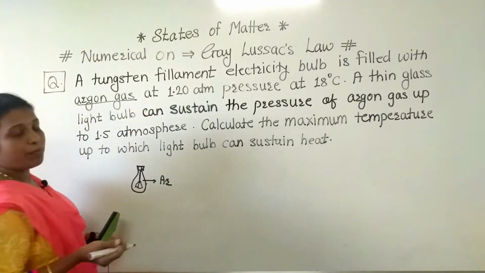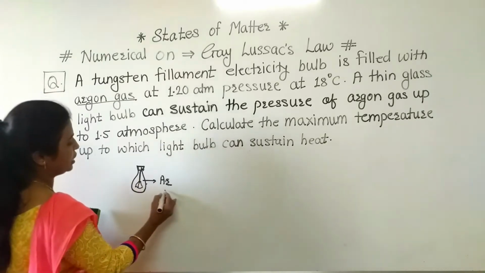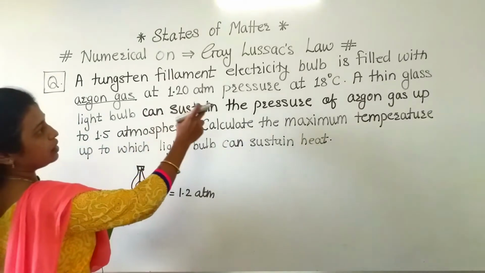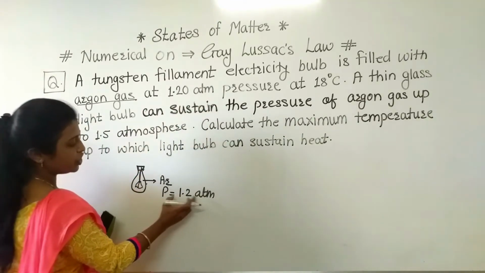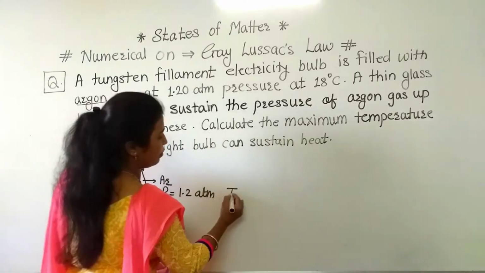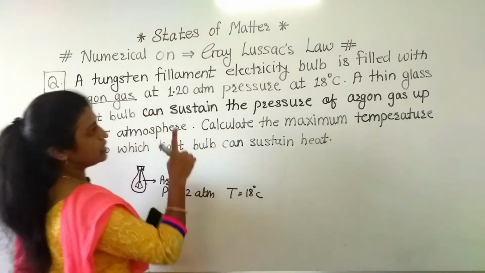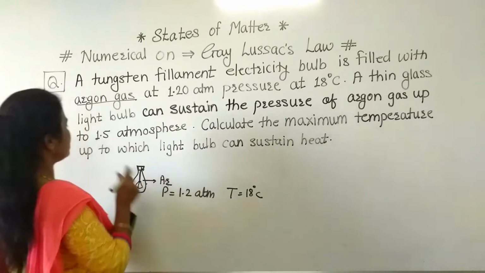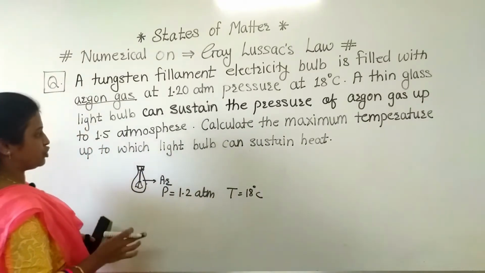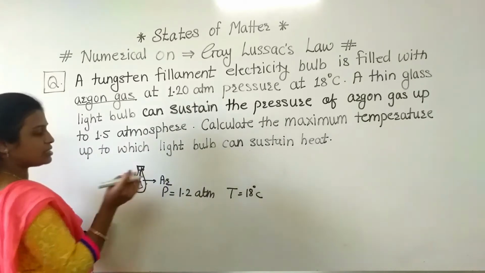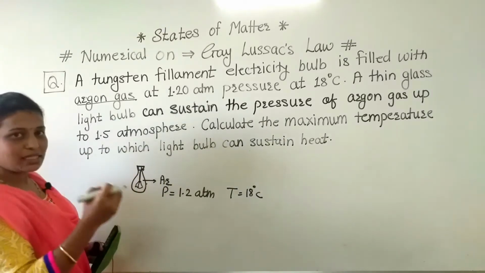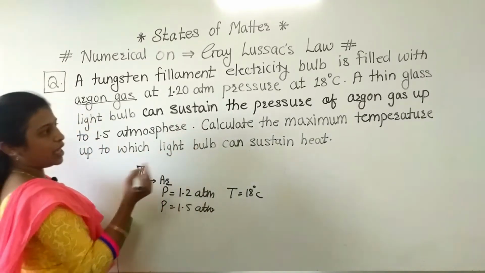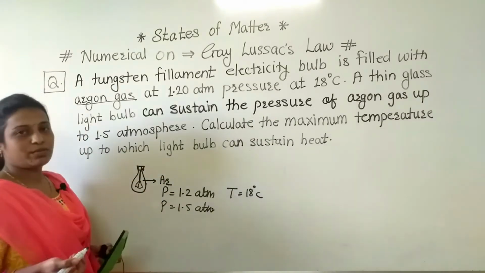What is the pressure when that gas is filled? That pressure is 1.2 atm at 18 degrees Celsius. When the pressure is 1.2 atm, at that time the temperature was 18 degrees Celsius. A thin glass light bulb can sustain the pressure of argon gas up to 1.5 atmospheric pressure. Means that bulb which contains the argon gas can sustain pressure up to 1.5 atm. So calculate the maximum temperature up to which the light bulb can sustain.